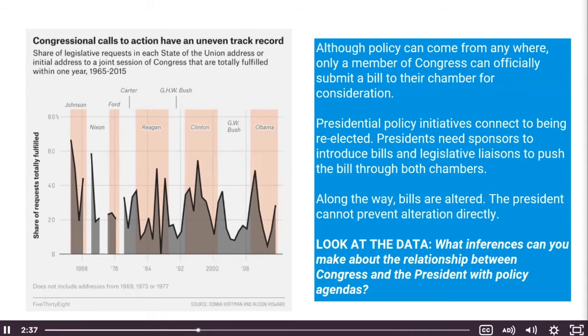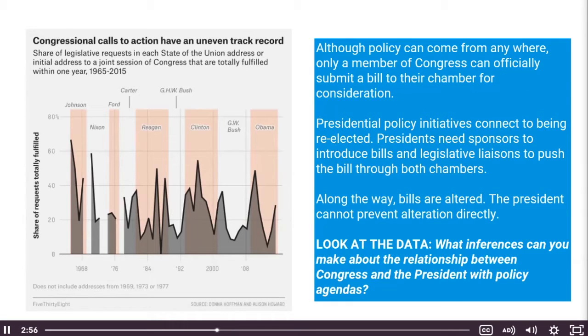All right, just a question here about looking at the data and what inferences you can make about the relationship between Congress and the president with policy agendas. Like I said, we'd need a little bit more information, but we could say generally that they're not getting everything they want, even half of the time.